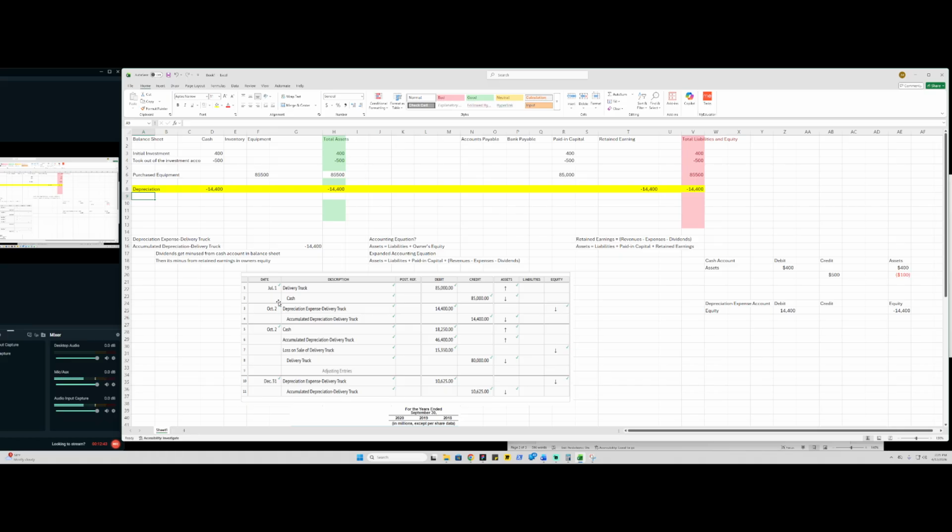So I don't know if I want to make a video, because there might be a video already on it, on the straight line or double declining.